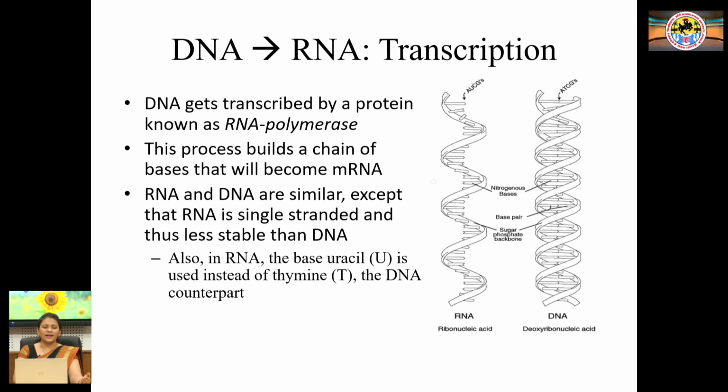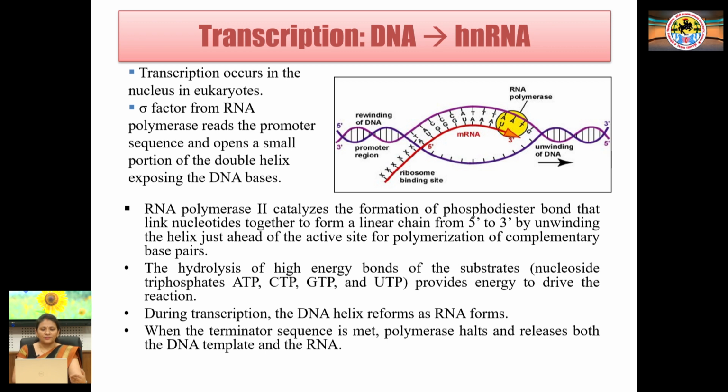So, RNA and DNA are similar, except for the presence of one base, that is uracil. So, here is the structure of the RNA and DNA. You can say RNA is single stranded, and DNA is double stranded. So, by the transcription process, maturation of RNA takes place. Transcription occurs in the nucleus in eukaryotes and in the cytosol in the prokaryotes.